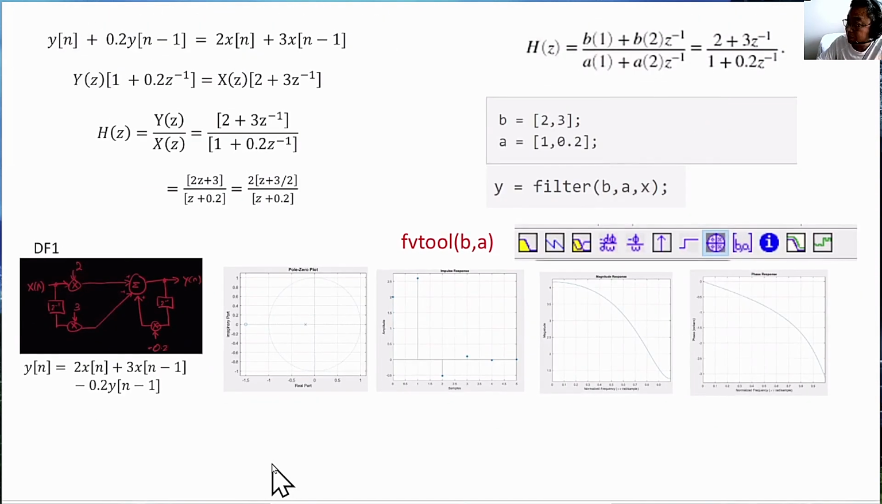You just hit the button of this for magnitude. Remember that magnitude will sometimes give you the axis in a log scale. You have to change it into magnitude. This is phase. This is the magnitude and phase together. This is the impulse response. This is the pole zero diagram. So this is all you need for FV2. Right, thank you.